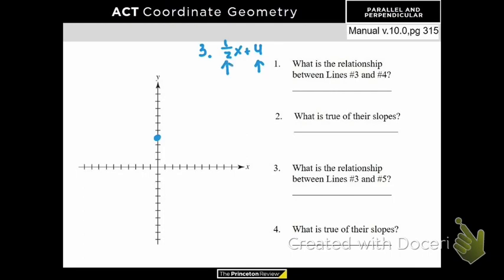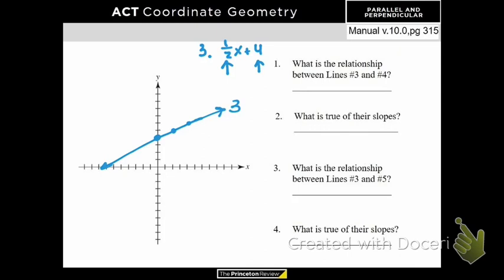And then this, remember, is my slope, which is rise over run. So I'm going to go up 1 and right 2, and that gives me my next point. I really only need 2 points, but I usually graph a couple just to make this a little more accurate here. Okay, and then that gives me my first line. So that was line number 3.